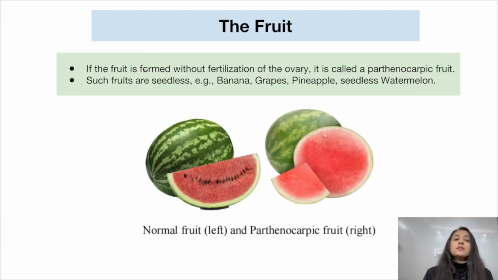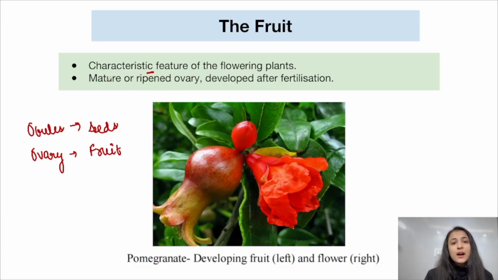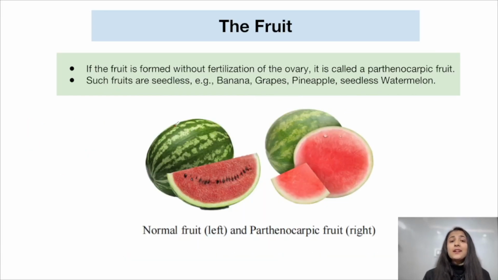Alright. Now there are some fruits which are formed without the fertilization of the ovary. Here we studied that the fruits are formed after fertilization of the ovary. After the ovary has been fertilized, it matures and ripens in order to form a fruit. But there are some fruits where fertilization of the ovary does not take place and the fruit forms. That is, the ovary matures into a fruit without fertilization. Such fruits are known as parthenocarpic fruits. These fruits are seedless because ovules have not been fertilized.